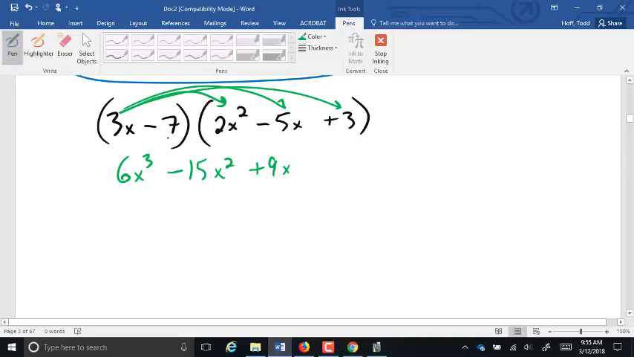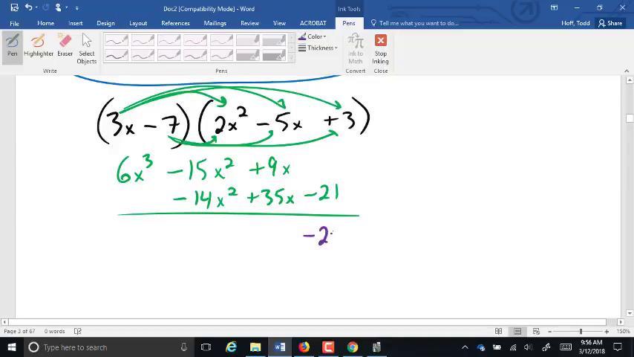Now we move to the next digit. Negative 7 times 2x squared, negative 14x squared. Negative 7 times negative 5x, positive 35x. And negative 7 times 3, negative 21.